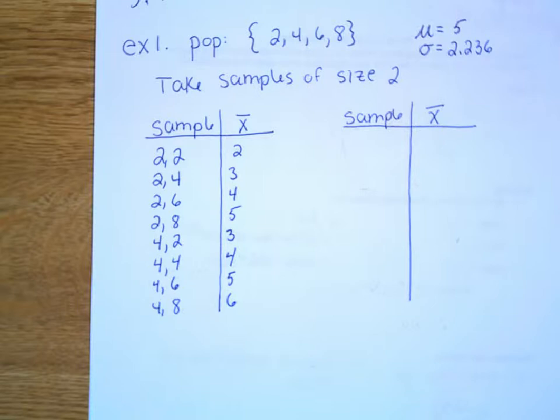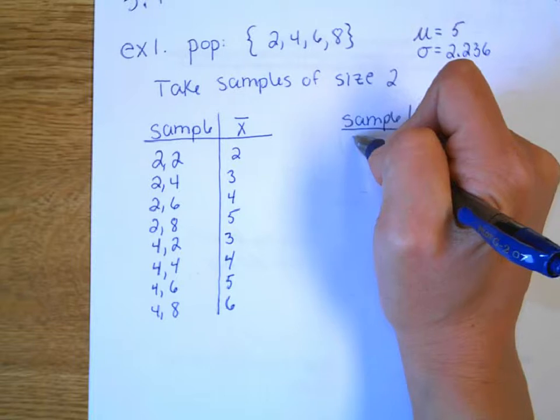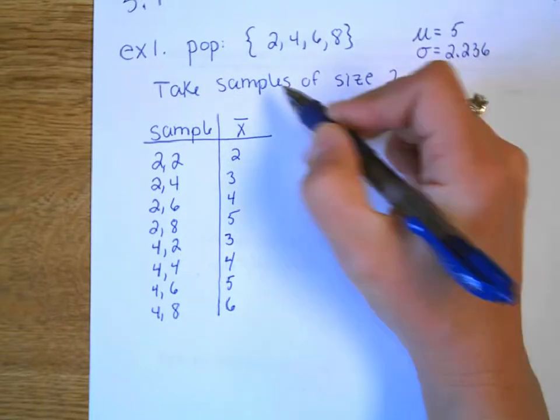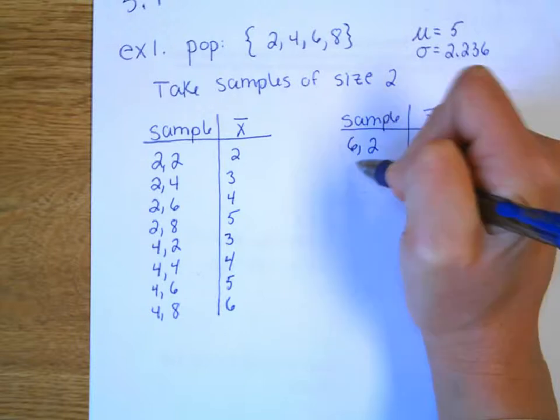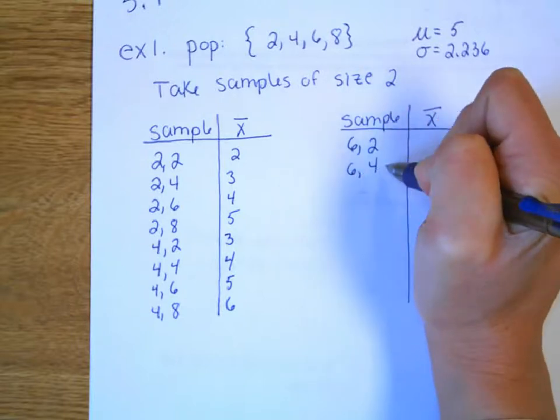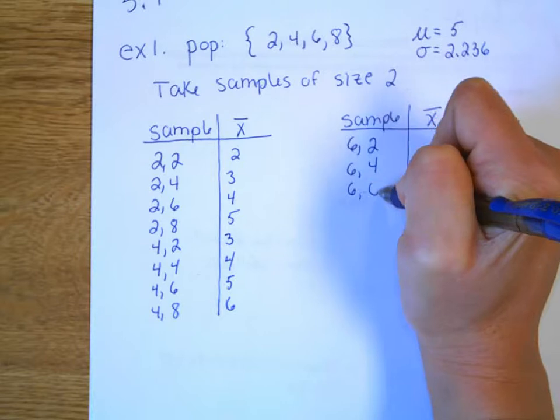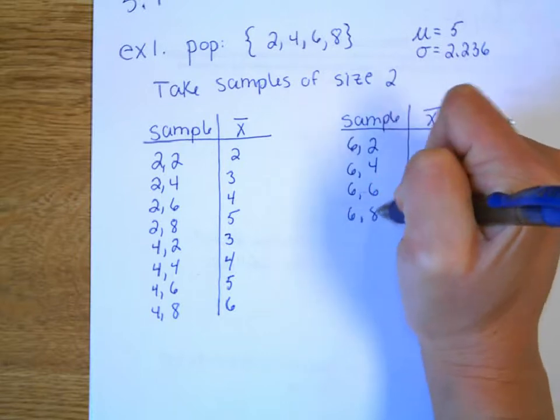2 ping pong balls. So is the next one just the 6? Yep, 6 first. Then what can I get with the 6? That's a nice organized way to do it, is to go consecutively. 6 with 2. 6 with 4. 6 with 6. And 6 with 8. Let's go back and do the averages now.